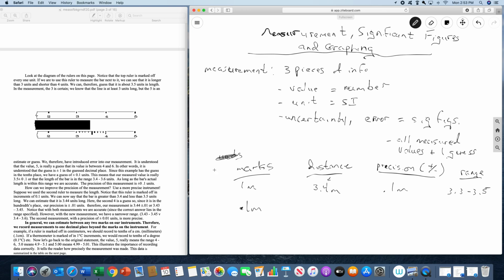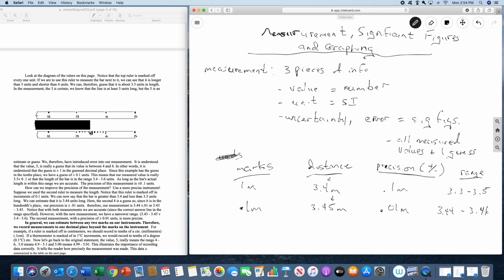That's 3.5. So we're going to say it's 3.45. All right, and now in this case, we're sure about the 3 and we're sure about the 4, but we're guessing the 5. So I'm using an arrow to indicate the guess. That means that the precision is plus or minus 0.01 meters. And so what this means is it's between 3.44 and 3.46. So this is actually more precise.